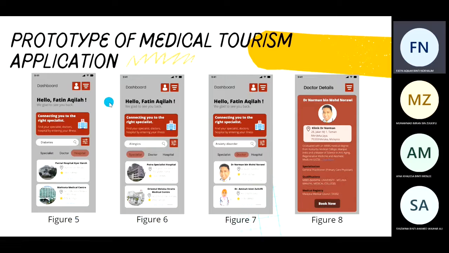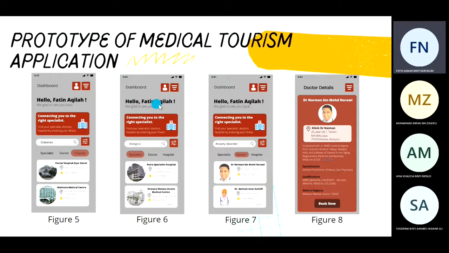Next, for figure 5, this is an example to search hospital for diabetes. So in the list of hospital, we can see the image of hospital, the name of hospital, for example, Pantai Hospital Ayer Keroh, and their location, which is Ayer Keroh Melaka, and their rating. The user also can click see detail to see the details of hospital.